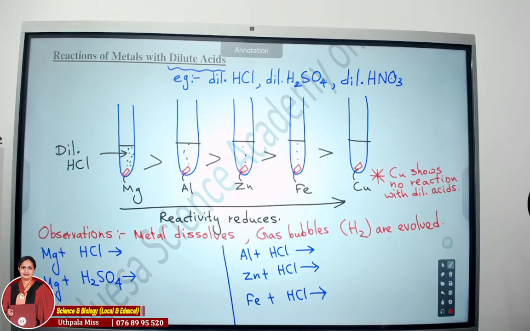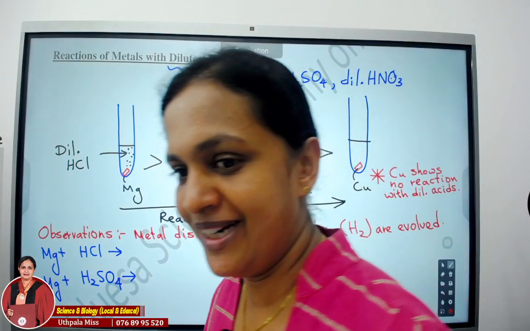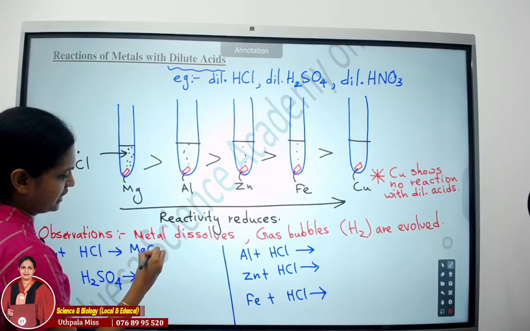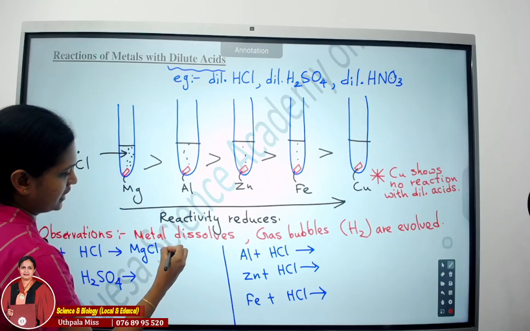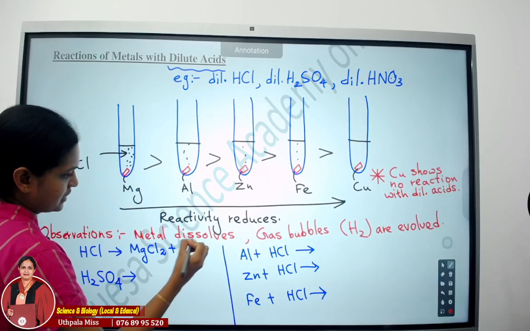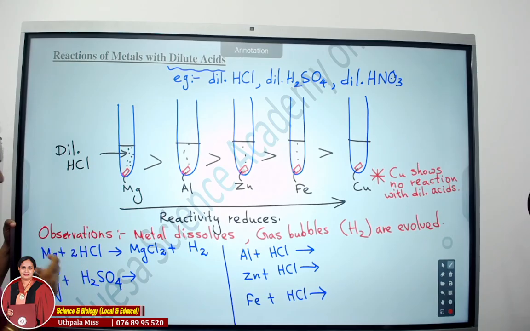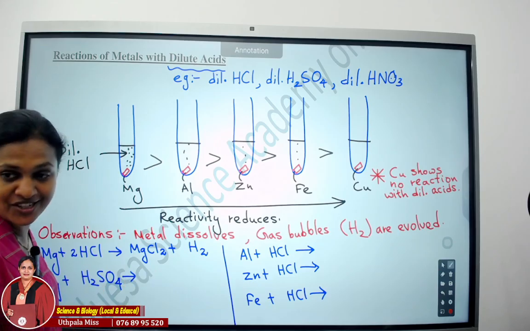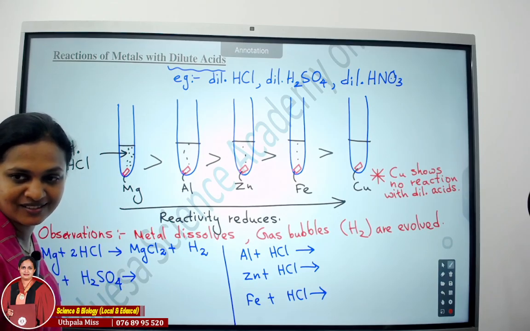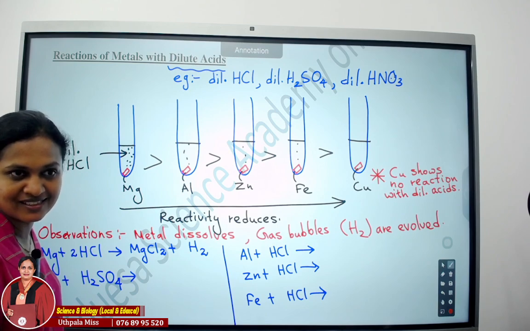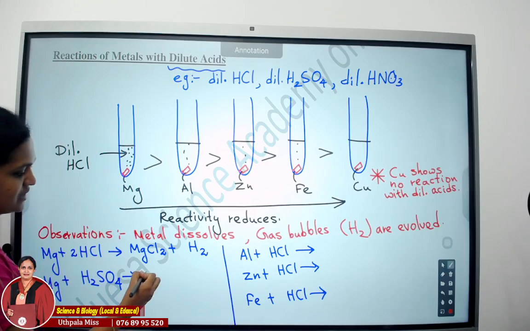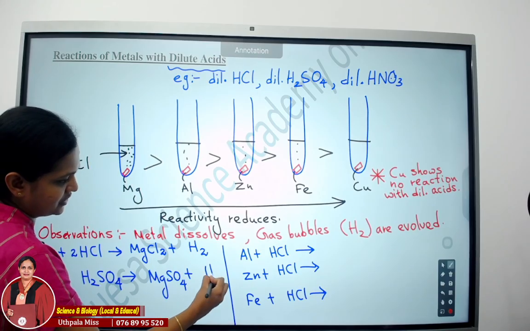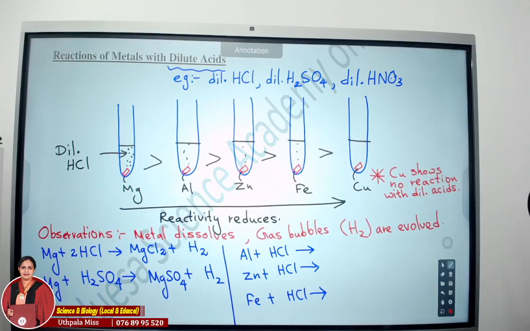Yes, done. So what are the products here? Magnesium reacts with hydrochloric acid forming the salt of the metal, magnesium chloride, and hydrogen gas. So to balance, we can put 2 in front of HCl. So what is the type of the reaction? Yes, single displacement reaction. Then magnesium sulfate plus hydrogen. So it is already balanced.